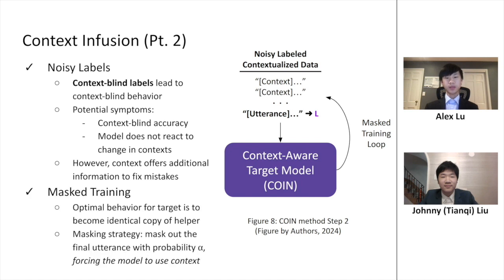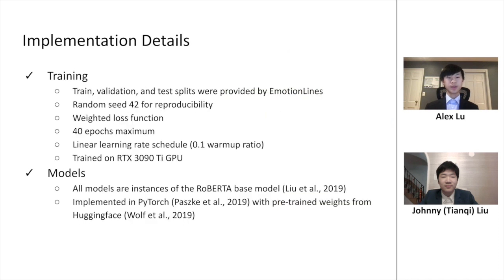But with no additional changes, the optimal behavior for the target model is still to become an identical copy of the helper model that generated these labels. To combat this, we apply a masking strategy during training, which masks out the final utterance with a probability of alpha. This essentially forces the model to use the context to make a prediction. We have provided the implementation details here if you want to pause and take a look.